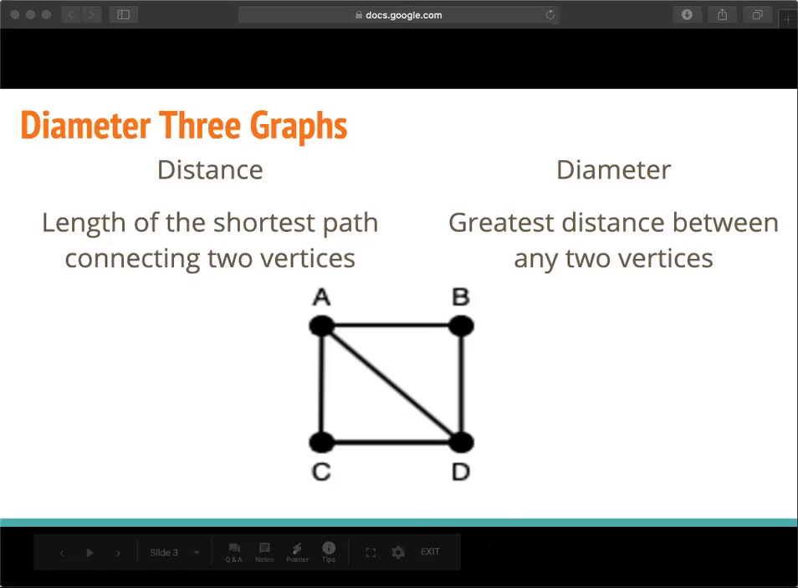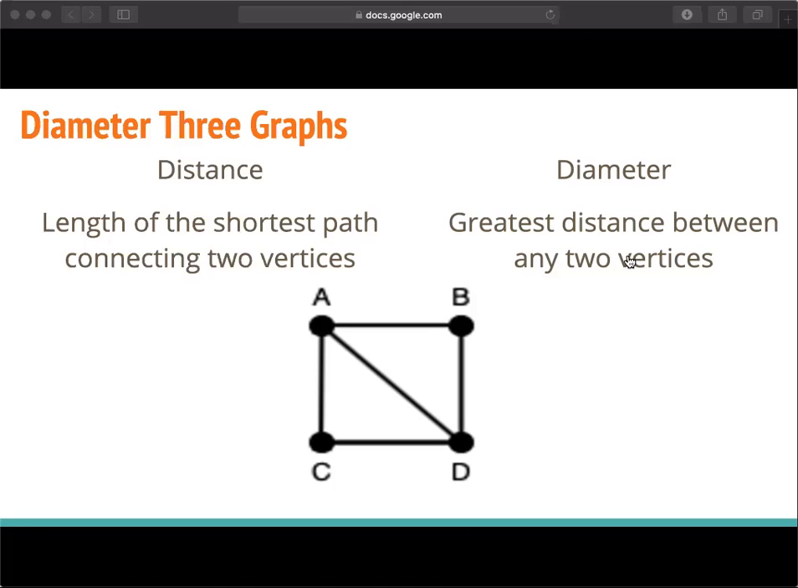For example, in the figure below here, we're going to try to find the distance between vertex A to vertex B. So first we must consider all paths. So we can take a path from A to C to D to B to get from A to B, or we can do A to D to B, or we can do A to B. And obviously the shortest path is A to B, so the distance between vertex A and vertex B is 1.